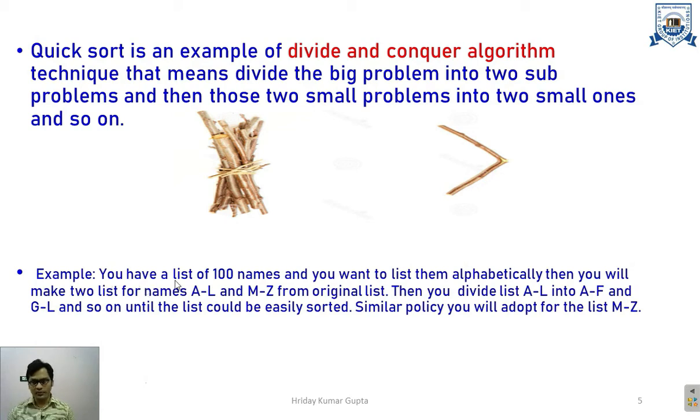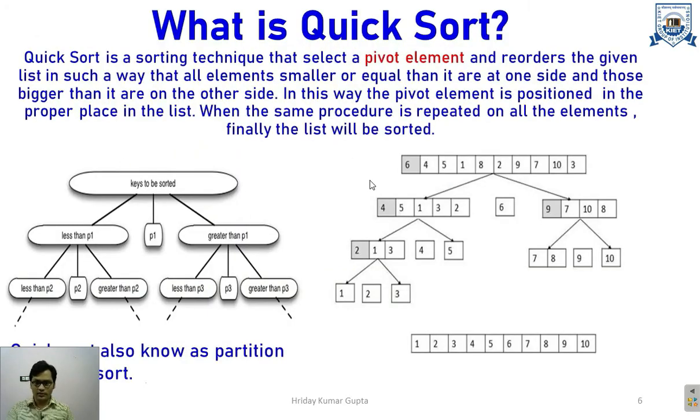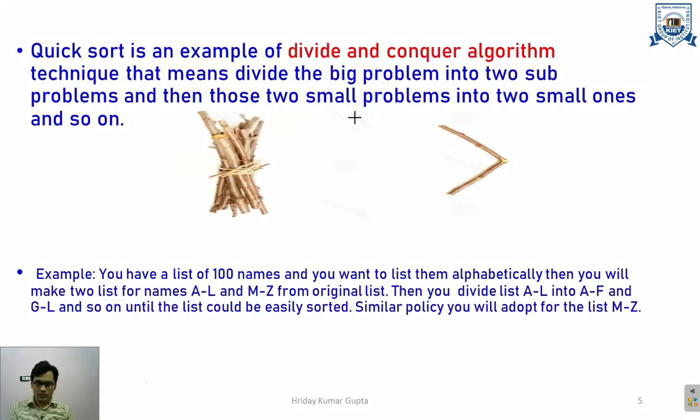For example, if you have a list of 100 names and you want to list them alphabetically, then you will make two lists, A to L and M to Z. Suppose this is the name list A to Z, and you divide it into A to L and M to Z. Searching in A to L is easier than searching for a particular name in A to Z. Similarly, you can break this big problem into subproblems like A to F and G to L. Again, searching for a name in the range A to F is easier than in this one.